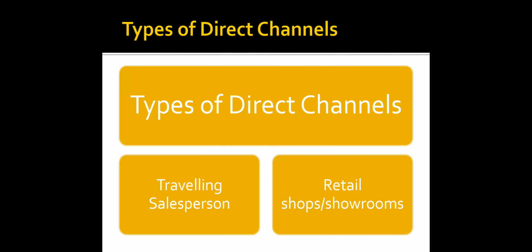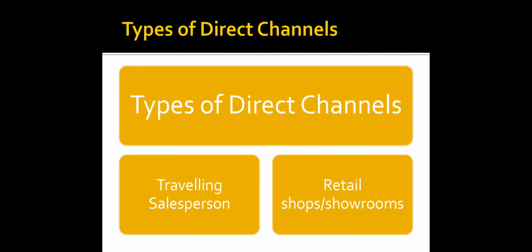Traveling salespersons: you must have seen salespersons coming to your doorstep and persuading you to buy products. These salespersons are employed by the producer to contact potential buyers. Next is retail shops or showrooms. Sometimes producers set up their own showroom and sell the goods directly to consumers. For example, McDonald's or Bata. These are examples of direct channels.